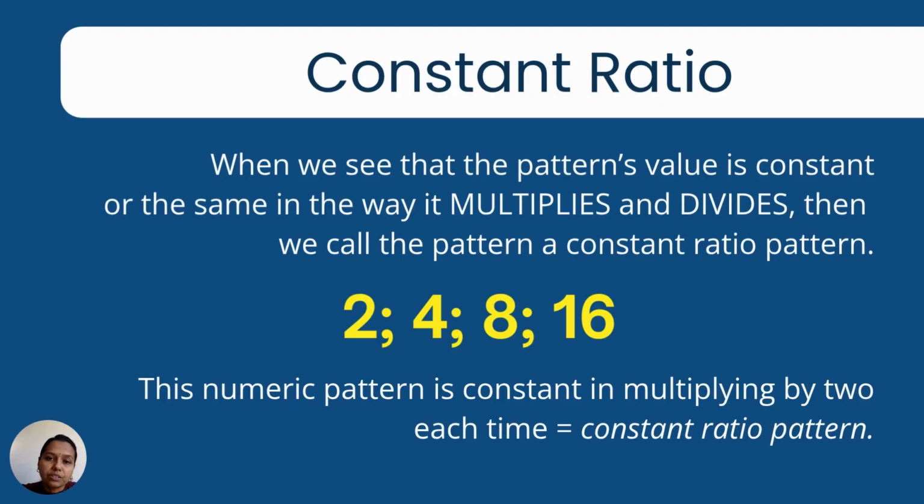Then we move on to constant ratio patterns. This is also showing a pattern value as constant, but in the way it multiplies and divides between numbers. So if you look at the pattern here, we've got 2, 4, 8, 16. In that pattern, you can see from 2 to 4, we multiplied by 2. From 4 to 8, there was a multiplication of 2. And from 8 to 16, another multiplication of 2. So this pattern is multiplying by a constant number of 2. We call it a constant ratio pattern.